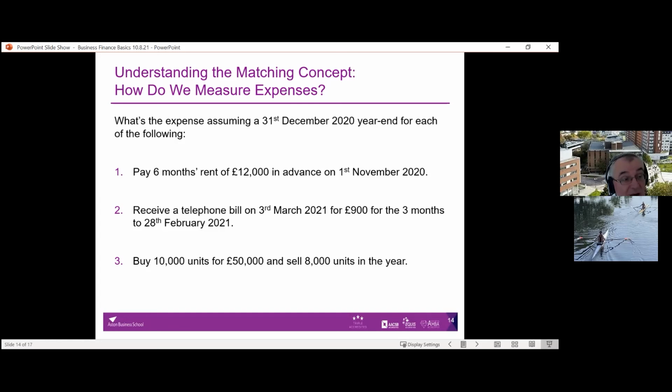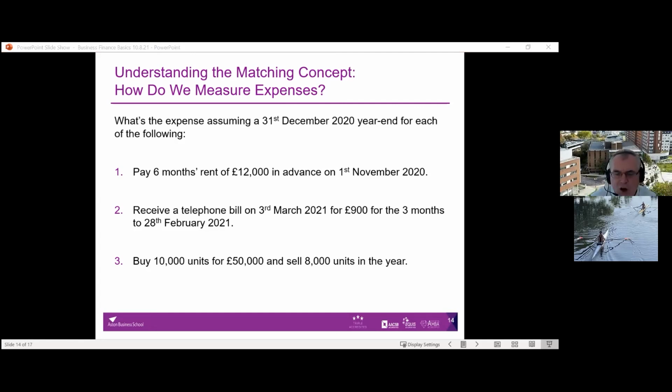In the year ended the 31st of December 2020. So what if we pay 6 months rent of £12,000 in advance on the 1st of November 2020? What would be the expense, please, in the chat window? How much of that has been consumed?